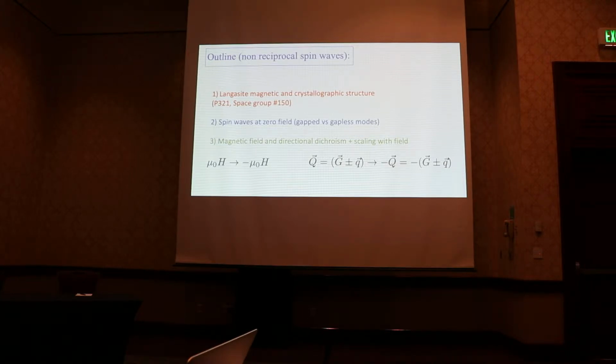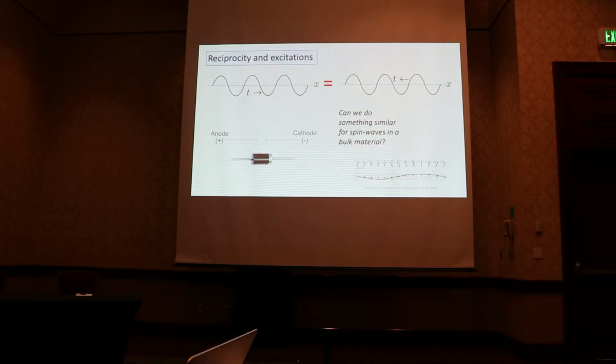And then the last bit of my talk, I'm going to talk about what happens when you apply a symmetry breaking magnetic field. In particular, I'll show you some of the interesting effects that you get when you swap the sign of the momentum transfer, or also the sign of the magnetic field. And this is what we're calling directional dichroism in this material.